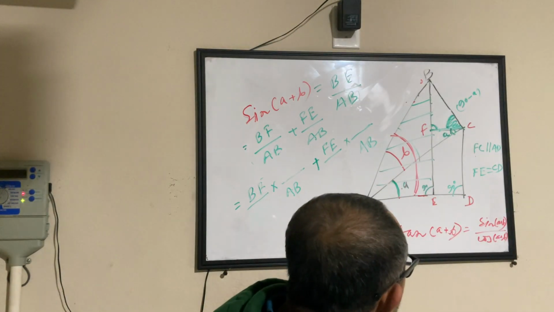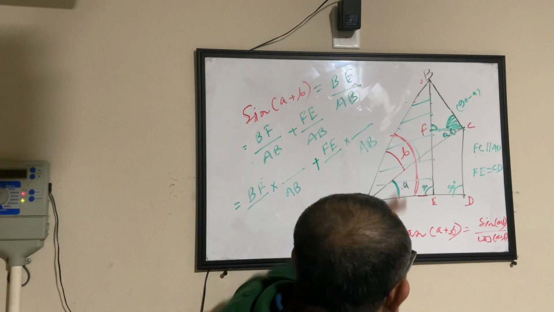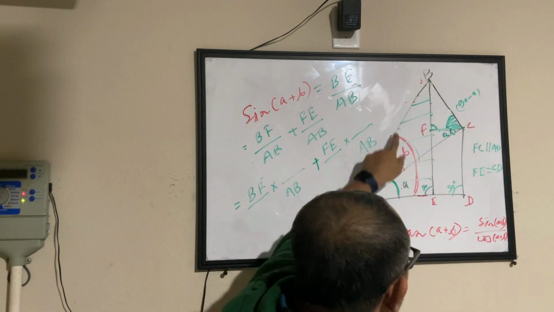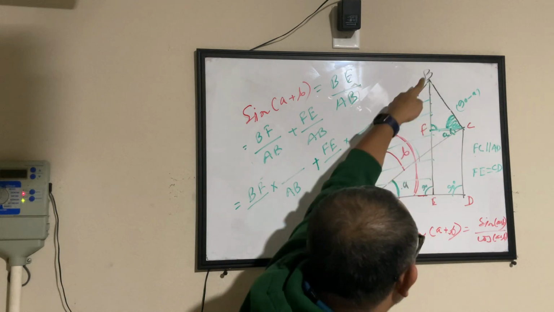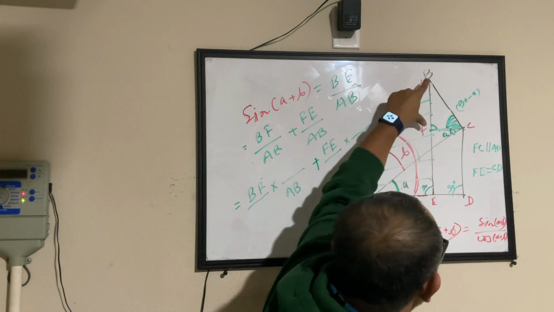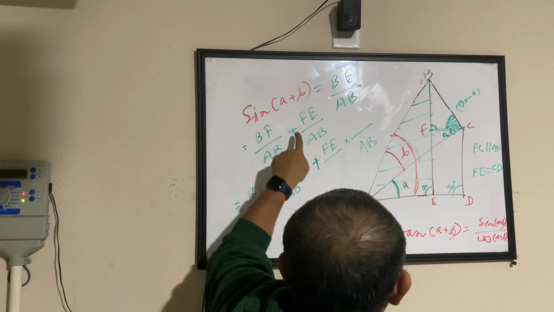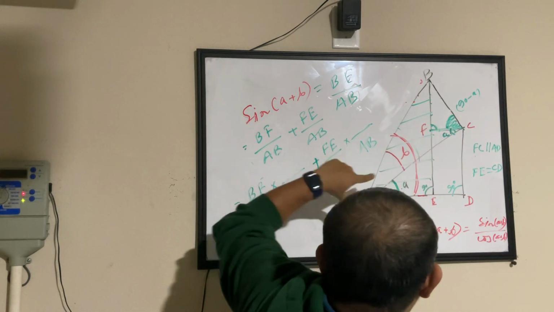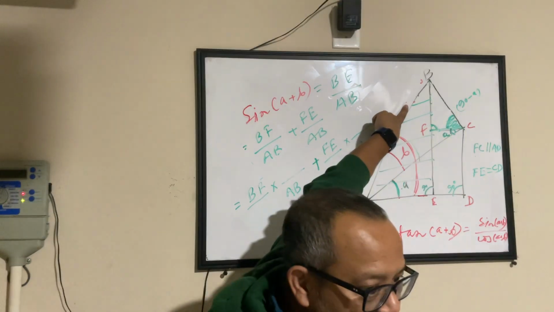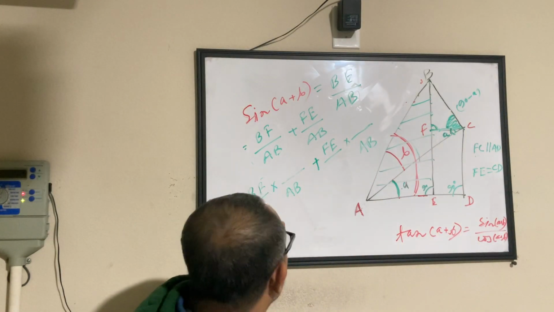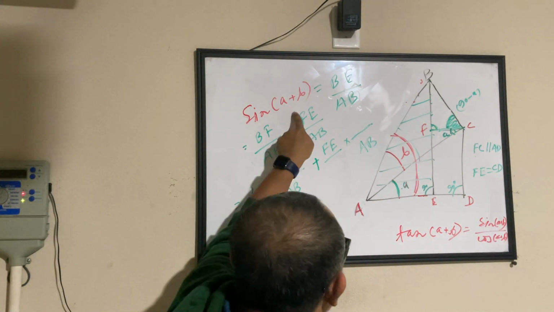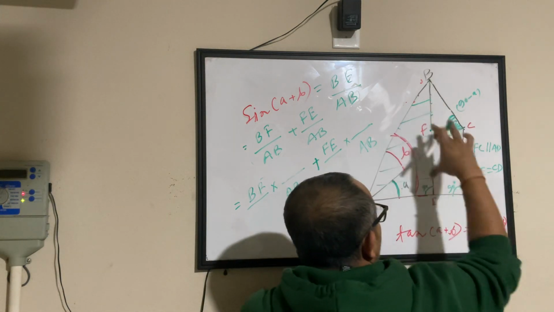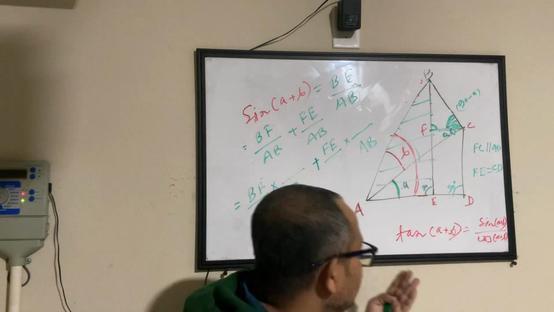Now what we have to find out is sin(A+B). So this is my angle, and this is my right angle triangle. The sine of this is this side divided by this hypotenuse. This side is this plus this. So that is how we get this by this plus this by this, over the hypotenuse. Now we got BF by AB plus FE by AB, which is just a split.